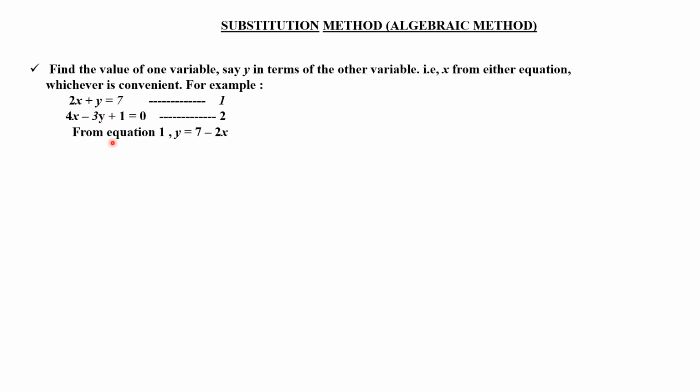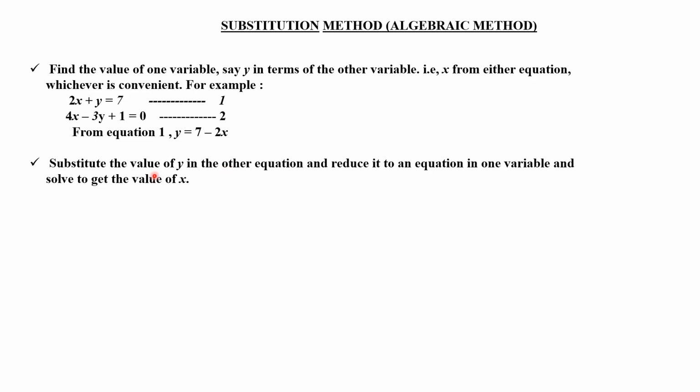Okay, so here I am finding the first equation easier, so I have written y in terms of x. To write y in terms of x, you have to transpose 2x to the other side. So it will become y equal to 7 minus 2x. Now after doing this, what do we have to do? We have to substitute the value of y which we got in the above step. Here y equal to 7 minus 2x. I have to substitute this value in the second equation.